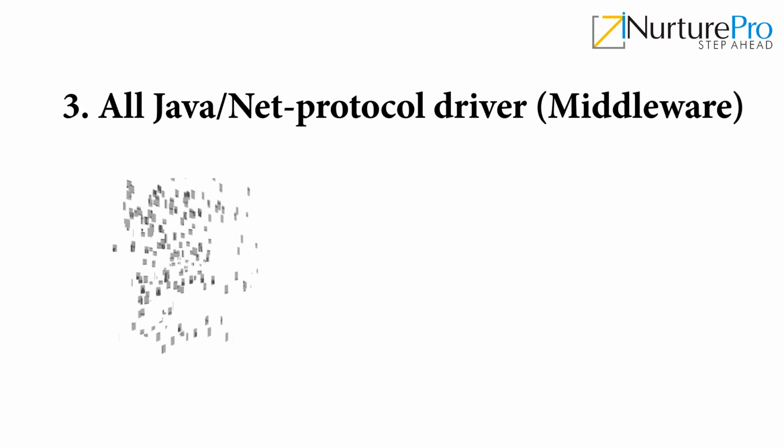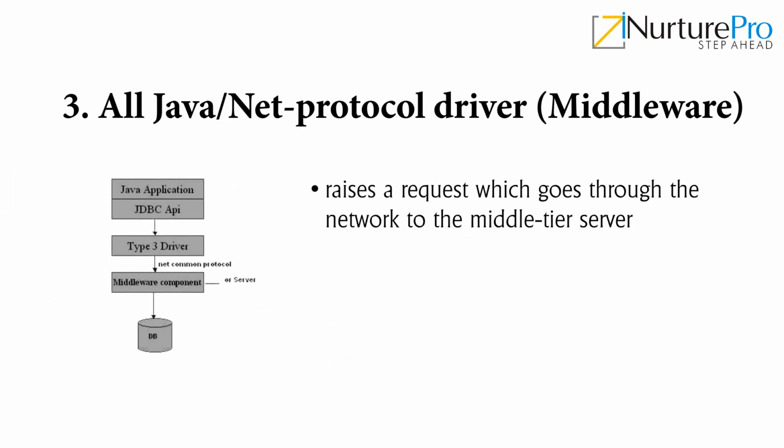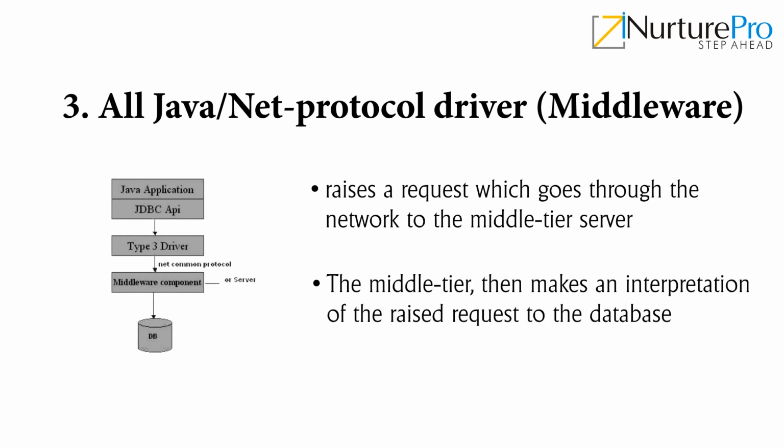3. Type 3, All Java or Net Protocol driver, Middleware. In Type 3, the database raises a request which goes through the network to the middle tier server. The middle tier then translates the raised request to the database. The middle tier server can in turn use Type 1, Type 2 or Type 4 drivers.